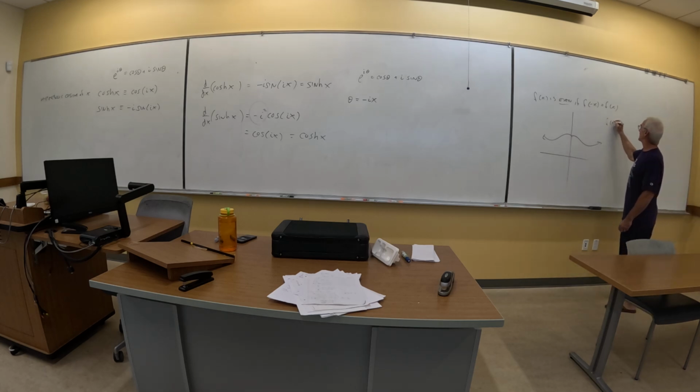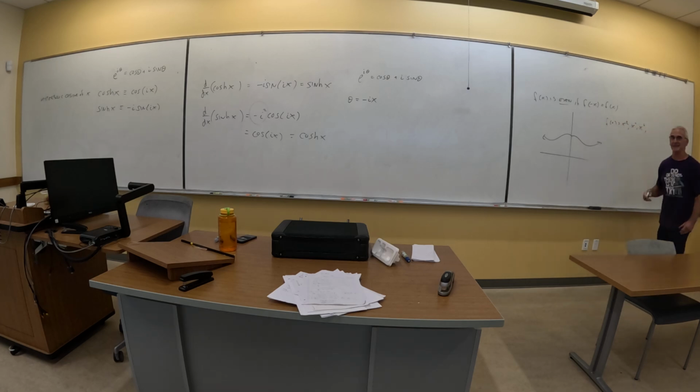Well, if I said f of x equals x squared, x to the 4th, x to the 6th, any even exponent is going to have this. Are there any trig functions that are even? Yeah, there are two. Cosine and secant.